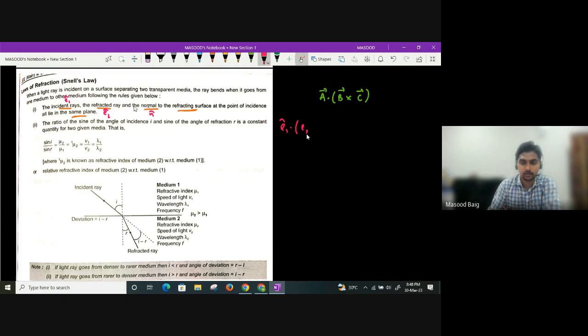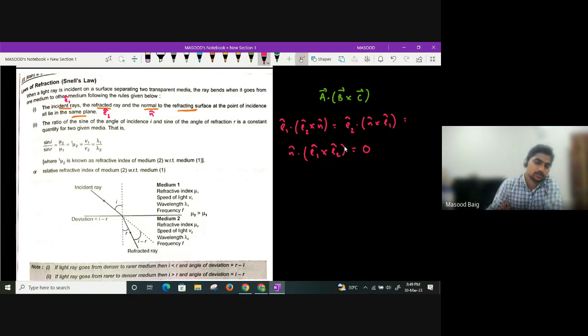E1 cap dot E2 cap cross N cap. I can also write this as E2 cap dot N cap cross E1 cap. Cyclic rule, guys. It's just a cyclic rule. I can also write it as N cap dot E1 cap cross E2 cap. So this is the volume of a three-dimensional object. But how much will this volume be? 0. It is going to be 0, guys.